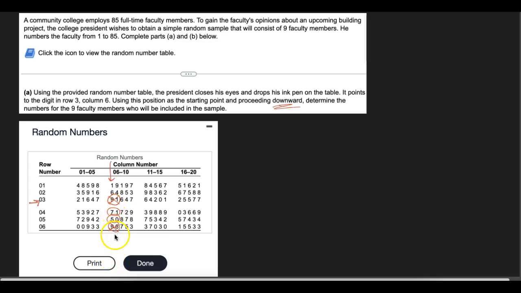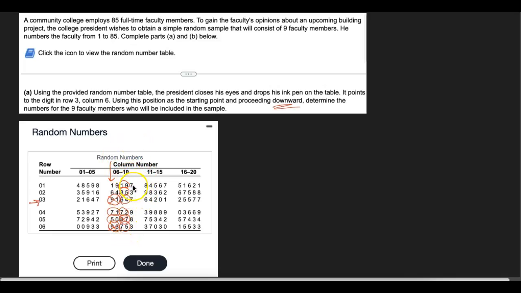So I have to keep doing this until I get 9 distinct people, because that's what it's asked for up here, 9 faculty members. So I'm going to now go to the top of the next 2 columns. I have 19, that is one I can use, 85, 64, 72, but then notice here, 87. I can't use that one, so I have to throw that one out. I can use 75, and so far I have circled 1, 2, 3, 4, 5, 6, 7 people.